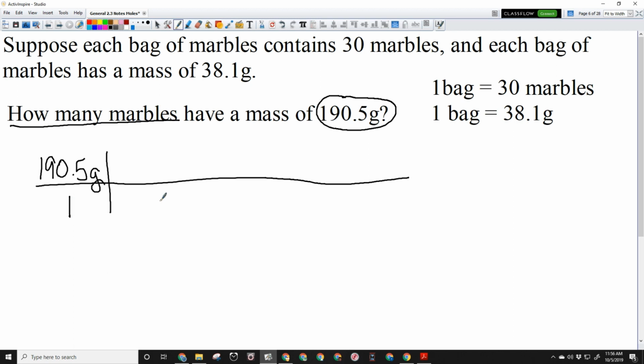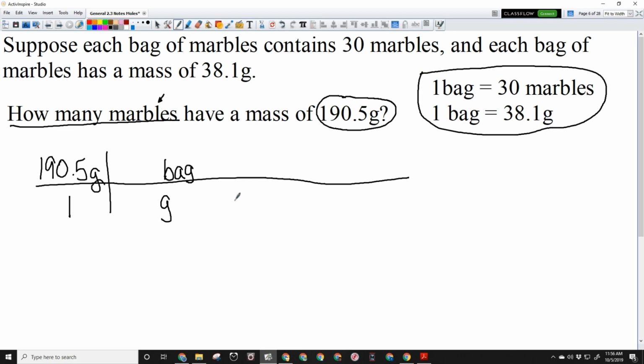What unit do I want to get rid of? Grams. And what am I converting this to? Marbles. So do I have grams to marbles? I don't, but I have grams to bags. So here I'm going to put bag, because I can't go straight from grams to marbles. I don't have a conversion factor for that. So I'm going to have to go grams to bags first. All right, so let's put in some numbers. 38.1 is in front of grams, and 1 is in front of bag.